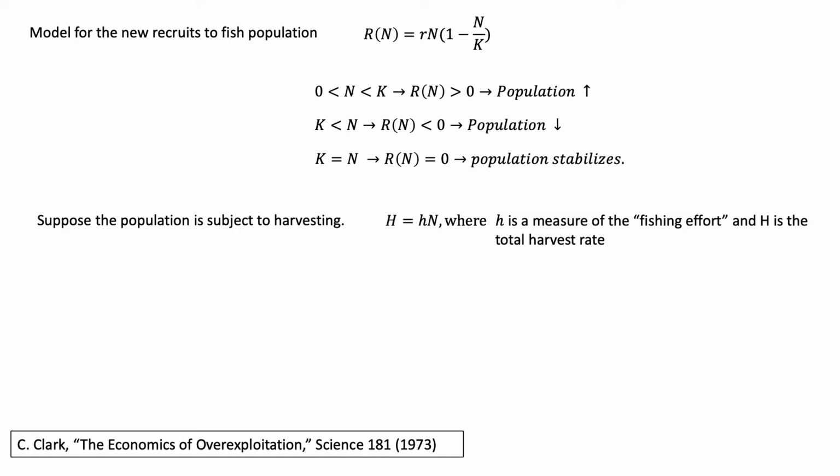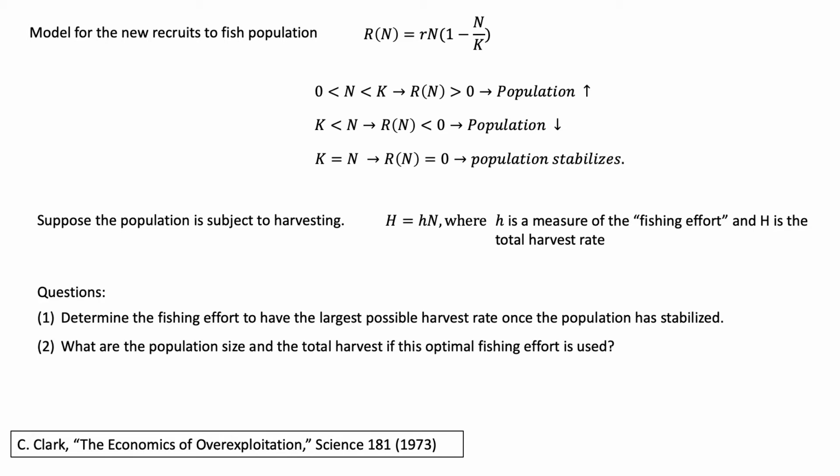Now suppose the population is subject to harvesting with the following model. The capital H is equal to small h times N, where the small h is a measure of the fishing effort and the big H is the total harvest rate.